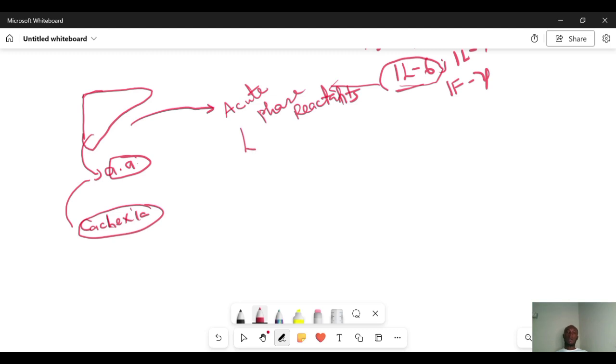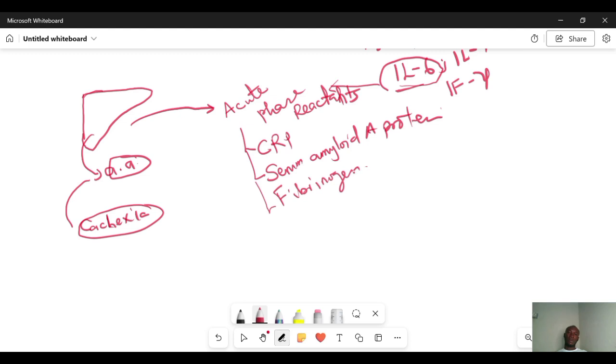Now, common acute phase reactants: C-reactive protein, serum amyloid A protein, right? Fibrinogen is also an acute phase reactant. Now, this is very important to note. All right, we would come back to this.